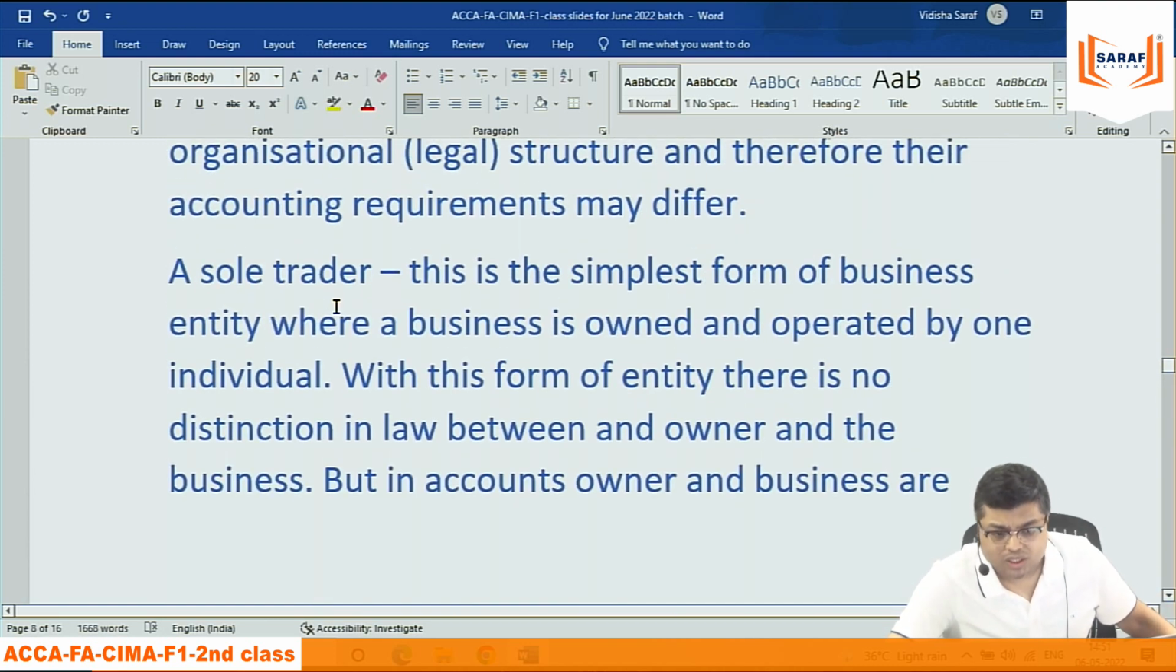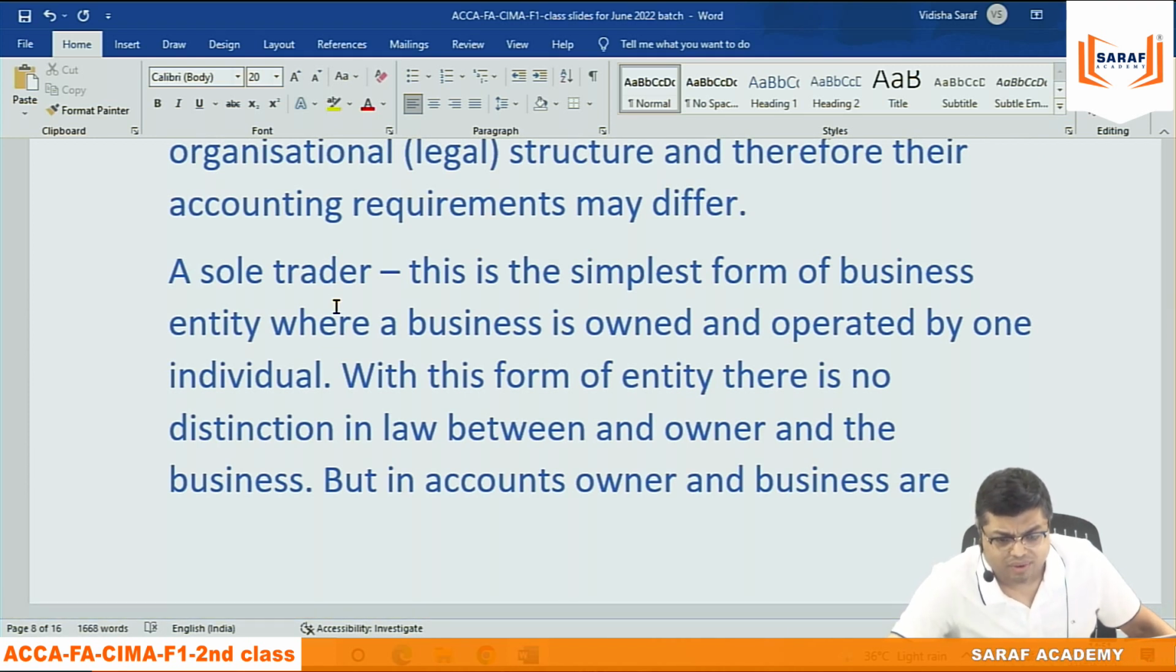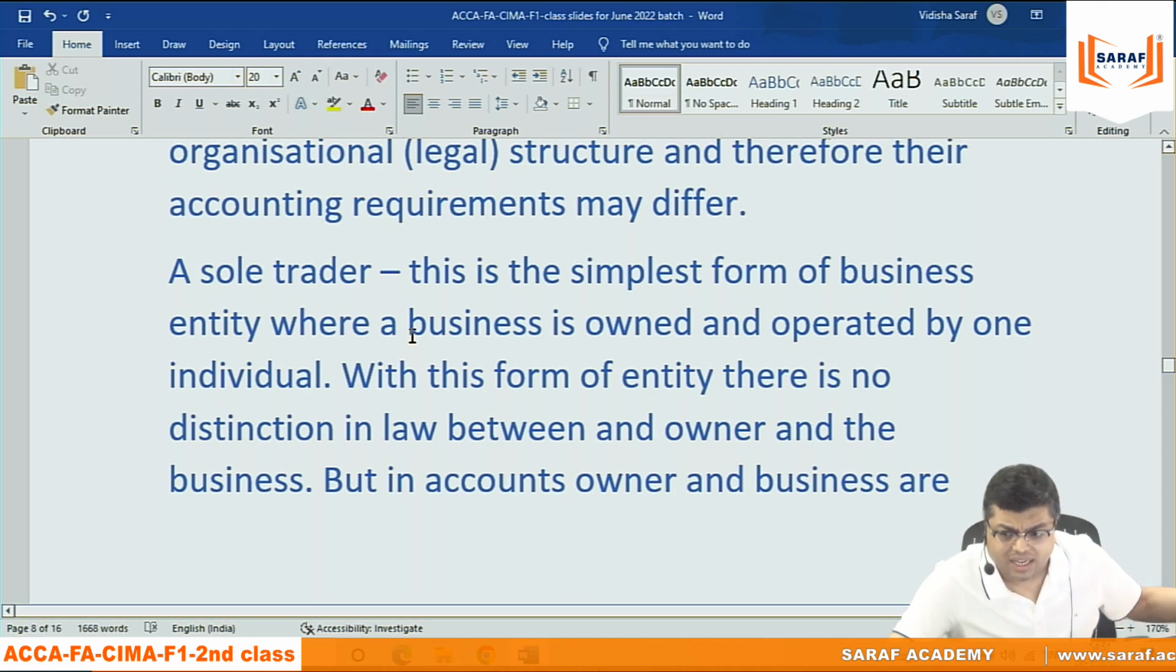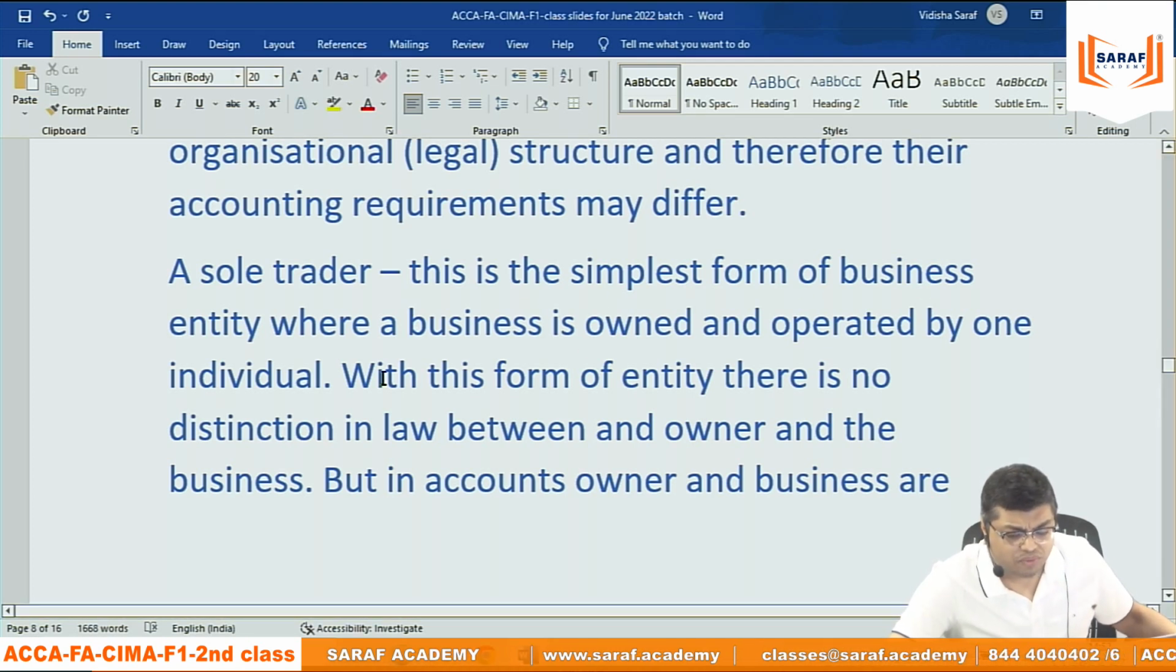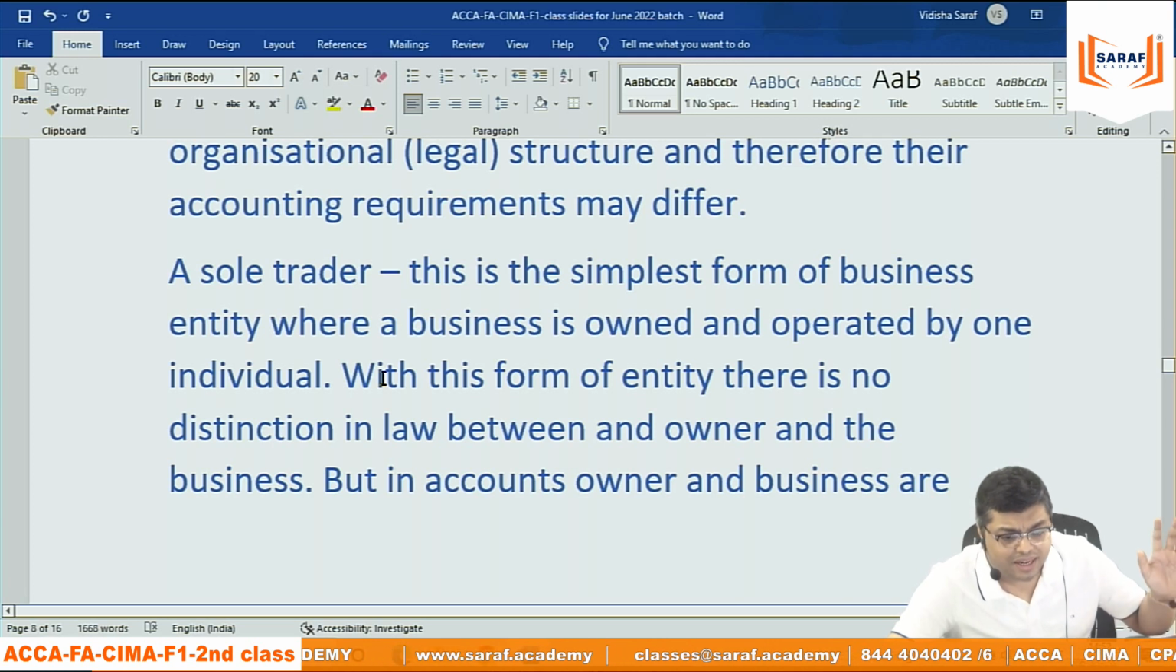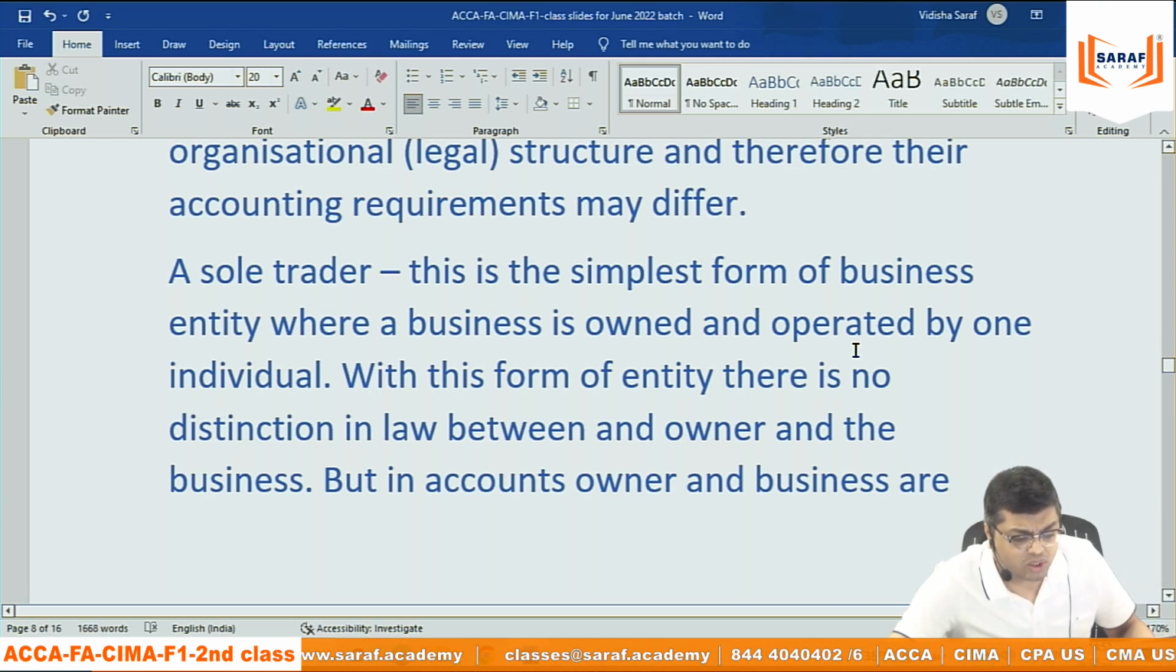There are so many sole trader businesses all over the world, whether it's India, whether it's UK, whether it's US, anywhere. सारी जगह ही है. It is not essential that to do business you need to form a company only. You can do business in your own name. So this is the simplest form of business where the regulatory requirements are least, where a business is owned and operated by one individual. With this form of entity, there is no distinction in law between owner and the business.